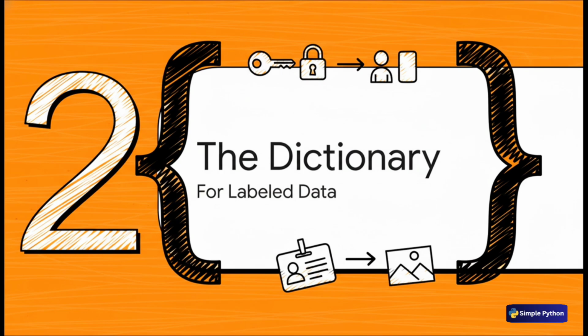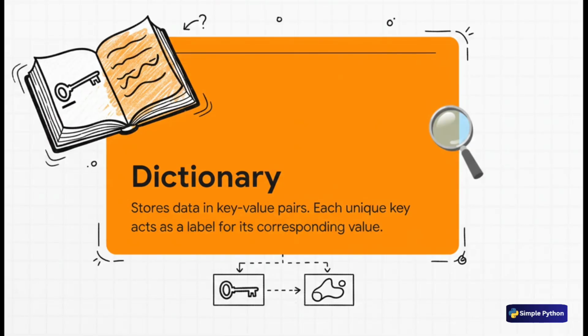But what happens when the label for each piece of data is just as important as the data itself? Well, that brings us to our second powerhouse tool, the dictionary. This is Python's go-to solution for structured labeled data. Honestly, the best way to get it is to think of a real-world dictionary. You look up a word, that's your key, to find its definition, that's the value. In Python, a dictionary is exactly that. It lets you store information by pairing a unique key with its value.